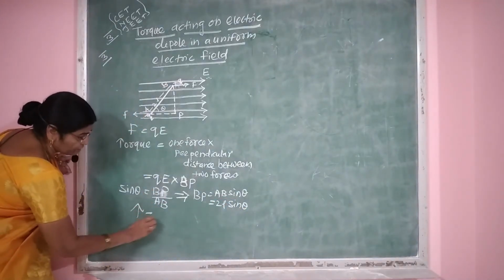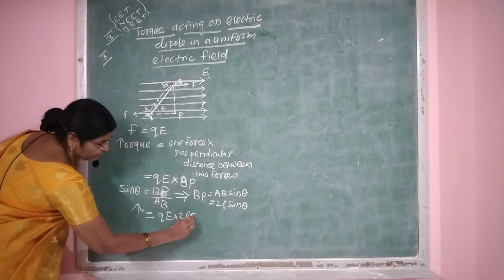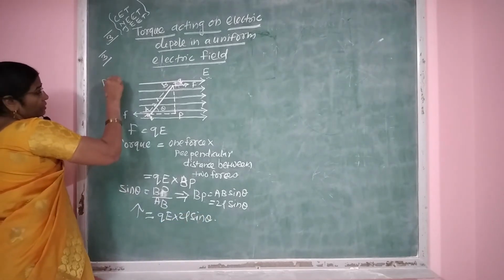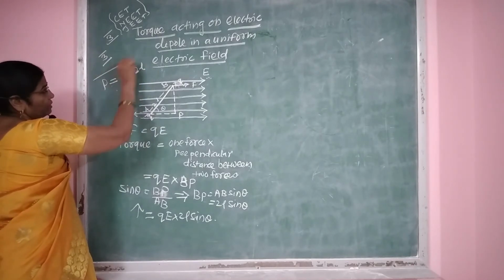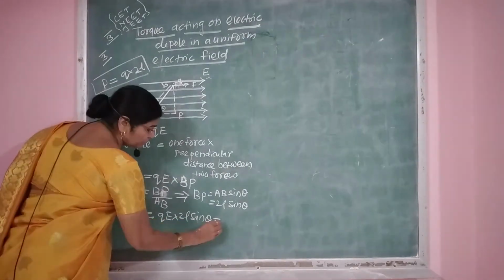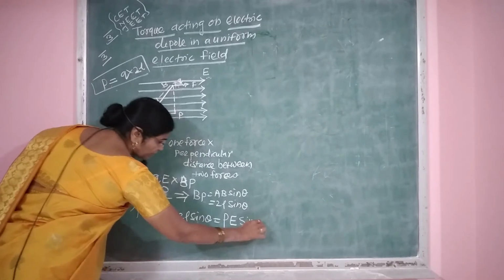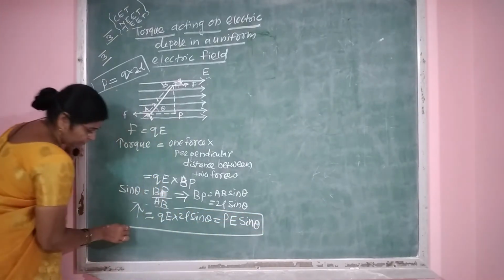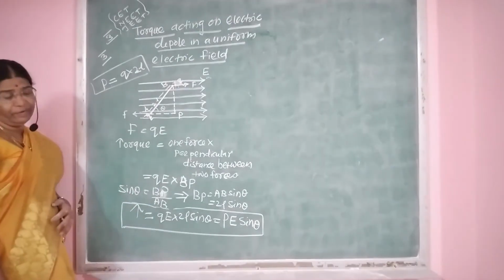Hence the torque is equal to QE into 2L sin theta. But by definition, the electric dipole moment is the product of charge into distance between the two charges. Therefore, it is equal to P E sin theta. This is the equation of torque acting on electric dipole in a uniform electric field.